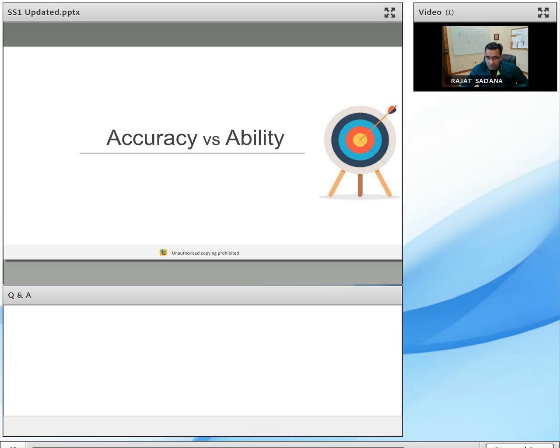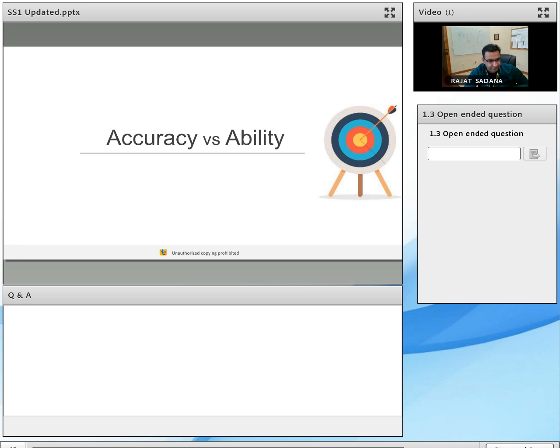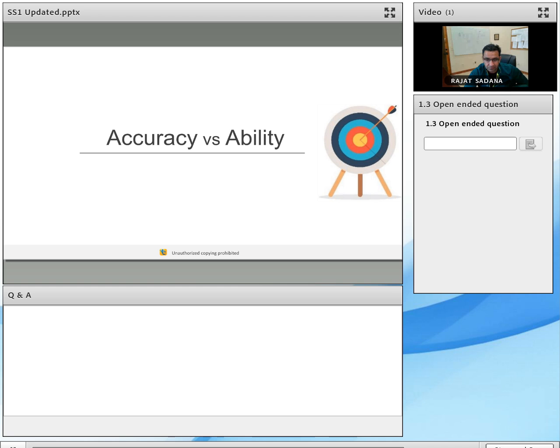Just to make that point, I'm going to compare two terms: accuracy, a term you know really well, and ability. Now, let me ask this question. What is accuracy? If you can, put your answer in the short answer poll on the right.